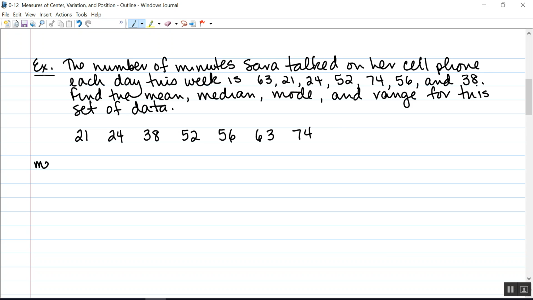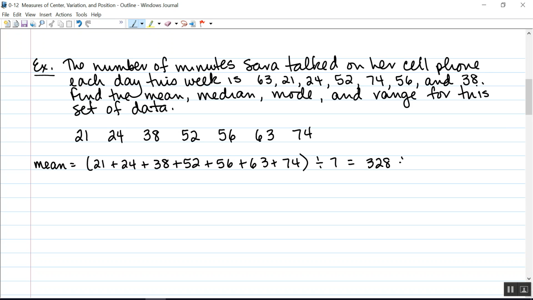Okay, so the first thing we need to find is the mean, and that's going to be the average of all of these. So that's going to be equal to 21 plus 24 plus 38 plus 52 plus 56 plus 63 plus 74 divided by the total number of values, which is 7. So you're going to need your calculator for this one. So that adds up to 328, divided by 7 is approximately 46.9.